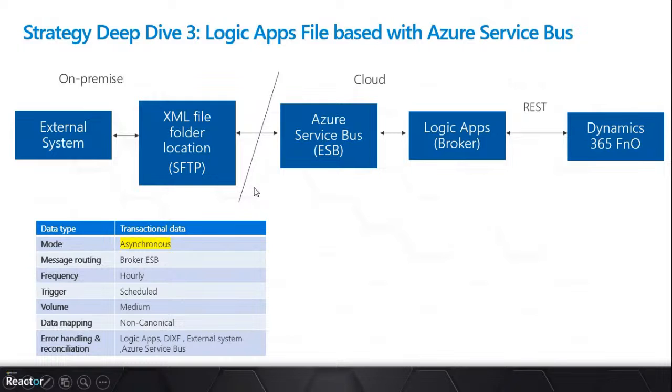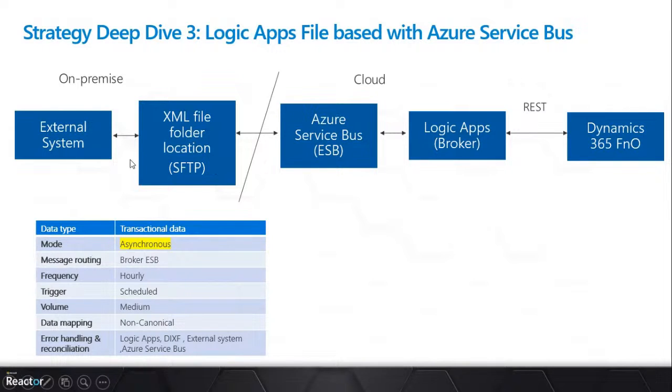The functional or the business requirements remain the same. The external system is having the XML file folder inside the on-premises, and the other stack is running in cloud. It is an asynchronous call. However, in this strategy, we are using the broker as well as the ESB.